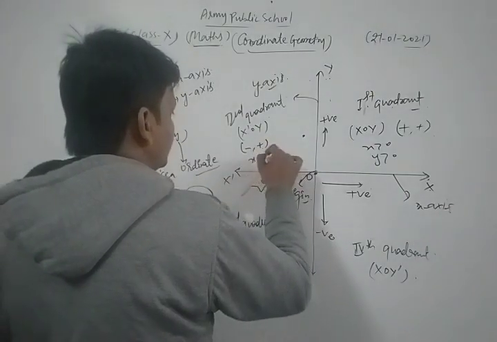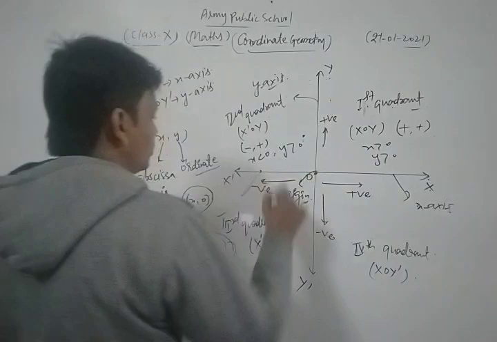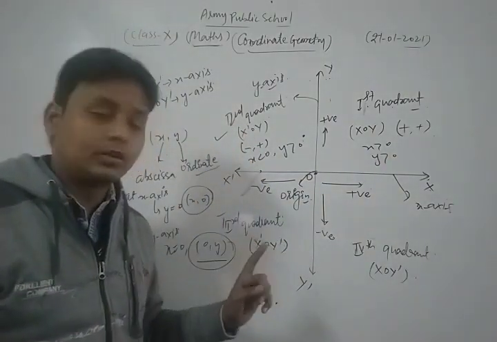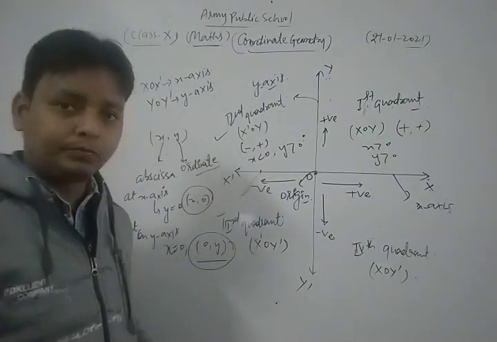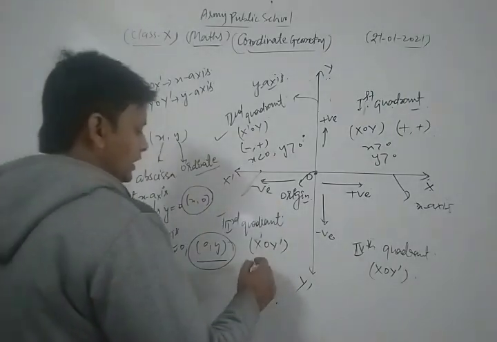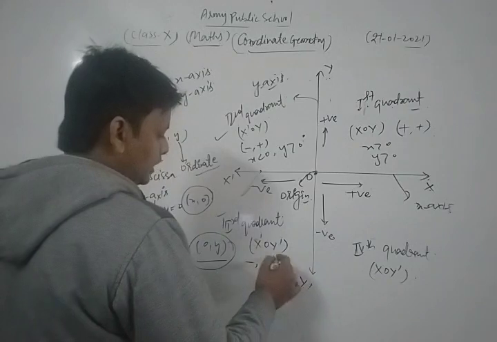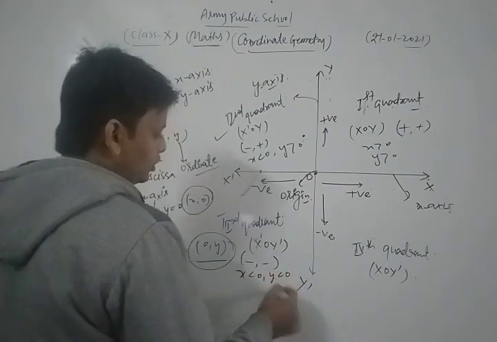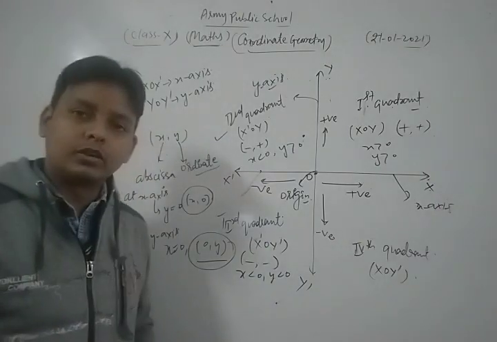So x is less than 0 but y is greater than 0 in the second quadrant. This is the concept of the second quadrant. Now in the third quadrant, abscissa is negative as well as ordinate is also negative. So both x and y are less than 0 in the third quadrant.